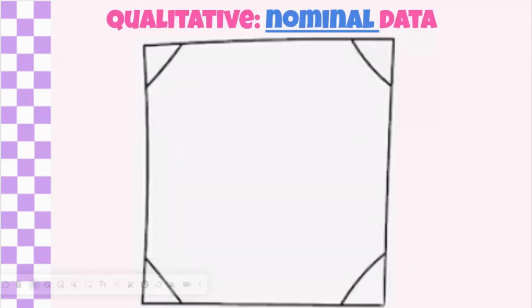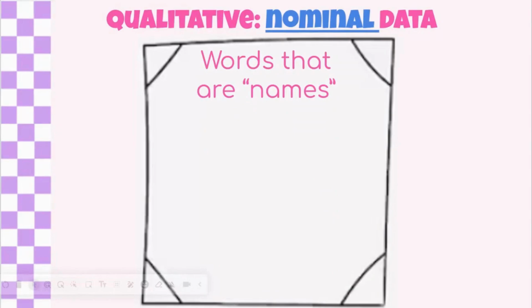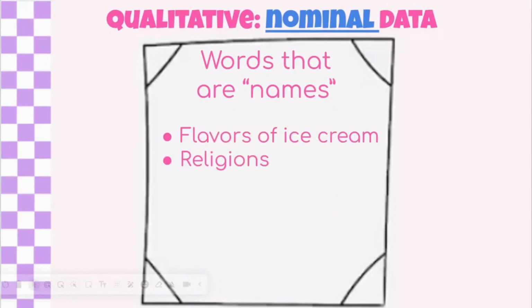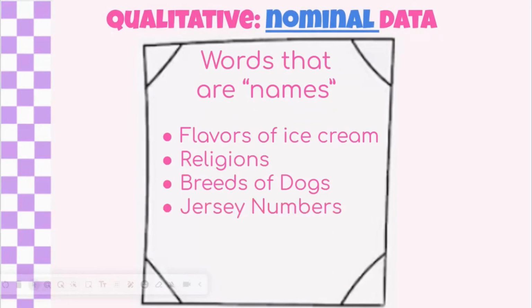And the first type of qualitative data is called nominal data. I like to remember this because it starts with an N, and in the word nominal, it's kind of like name. So these are going to be words that are names, like flavors of ice cream, religions, breeds of dogs, jersey numbers, social security numbers. None of these things are more important than anything else. If I said, all right, let's list our favorite breeds of dogs, just because you have a favorite breed of dog does not make that a better breed of dog than somebody else's dog.